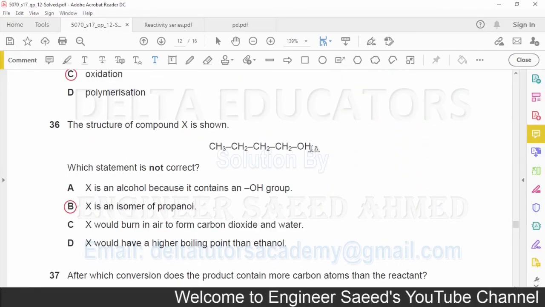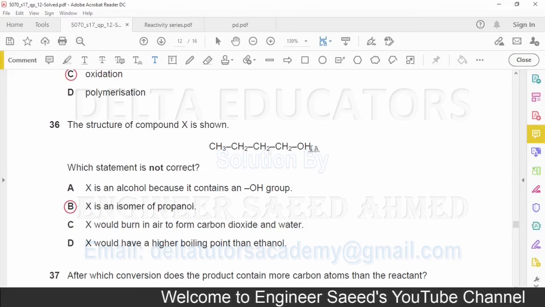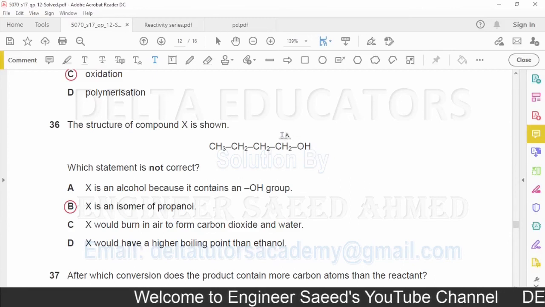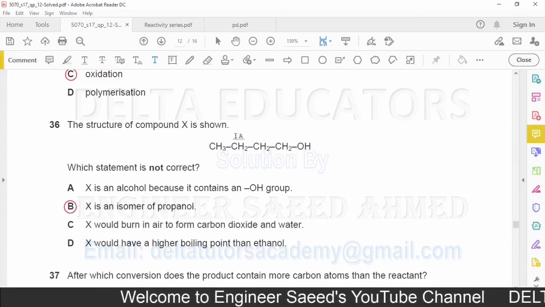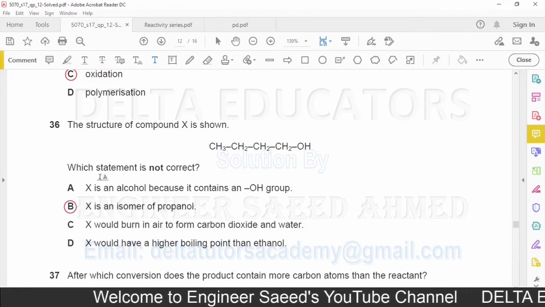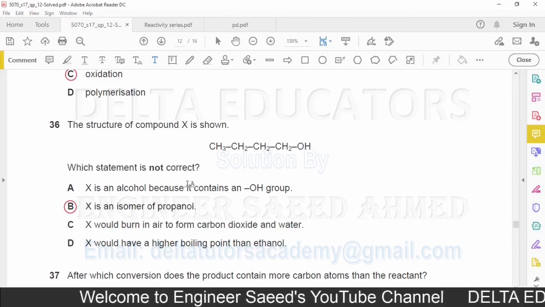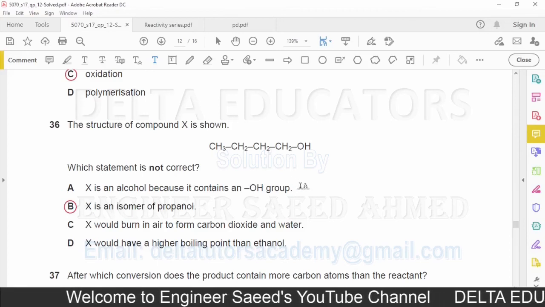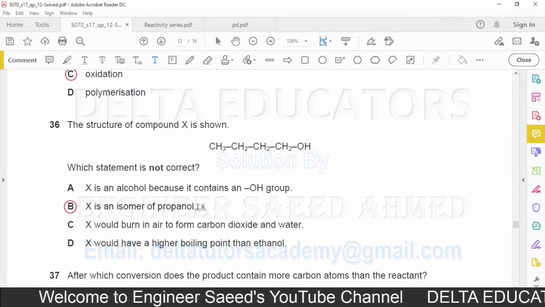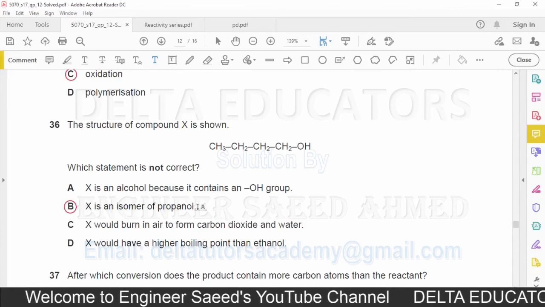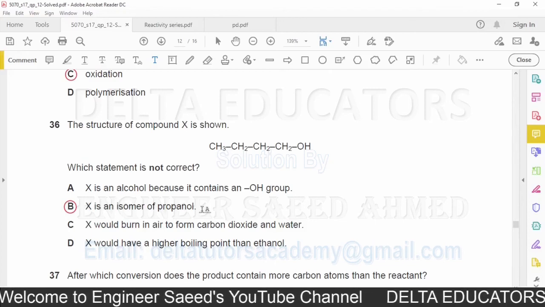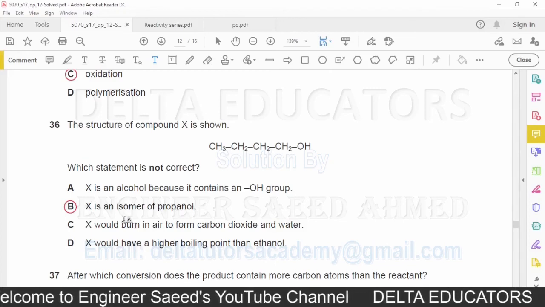Question number 36. The structure of compound X is shown. Here we have an OH group, so it is an alcohol, and here we have total number of carbon atoms 1, 2, 3, 4, so it is a butanol. Which statement is not correct? Option A, X is an alcohol because it contains an OH group. Yes, it is correct. Option B, X is an isomer of propanol. No, it is incorrect. Propanol means 3 carbon atoms, and here we have 4 carbon atoms, so option B is incorrect. What is given in other options C and D?